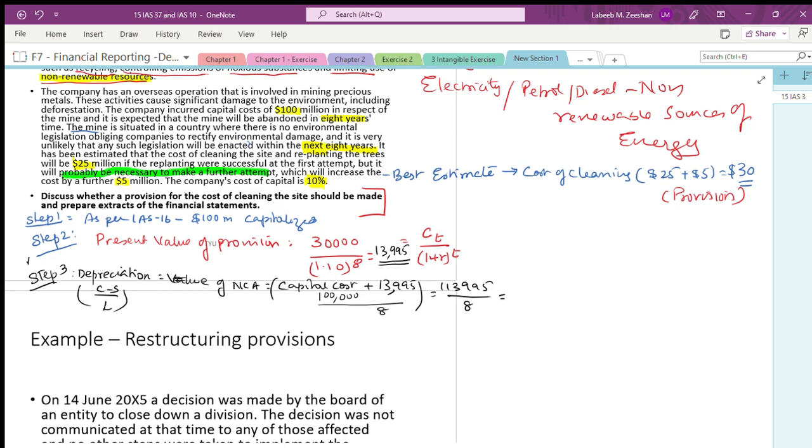Next, step 3, what you have to do? We have to calculate the depreciation. What is the cost? Cost minus scrap. We don't have any scrap. How much is the cost of the asset? 100 million plus the present value of provisions, 13,995, divided by 8. It comes to 14,249. Is it right? It comes to 14,249.